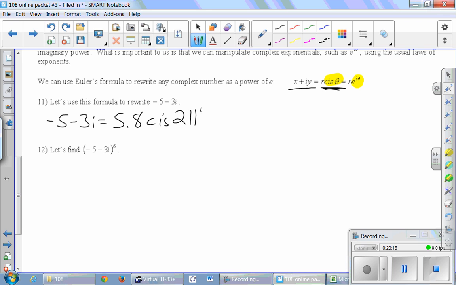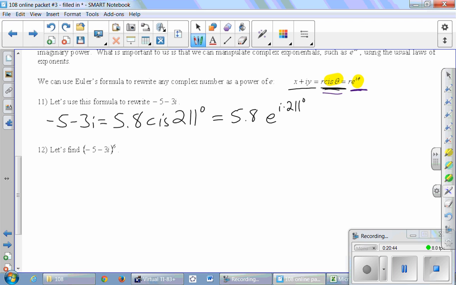So there was work involved there. We had to use the r equals square root of x squared plus y squared equation and then the inverse tangent business to find theta. But now we get into Euler's new business, which says that if you have r cis theta, you can just write that as re to the i theta. So this is really equal to 5.8, that's the r, e to the i times theta, 211 degrees. So we now have a new way of writing things. Negative 5 minus 3i is apparently equal to 5.8 e to the i times 211 degrees.